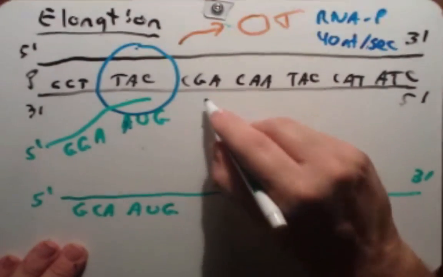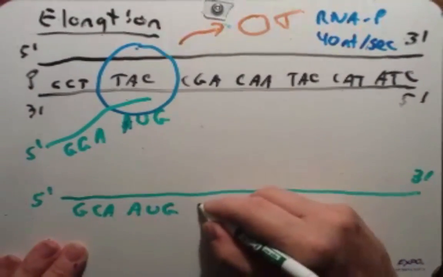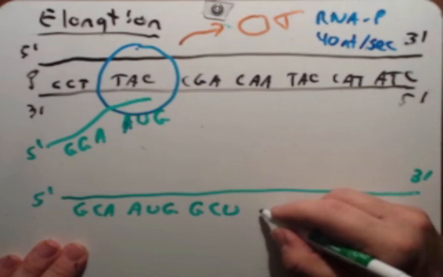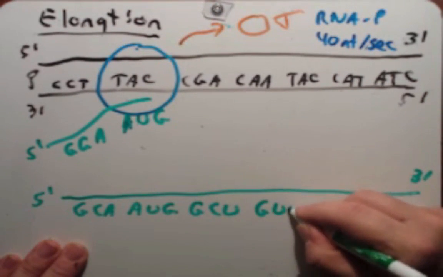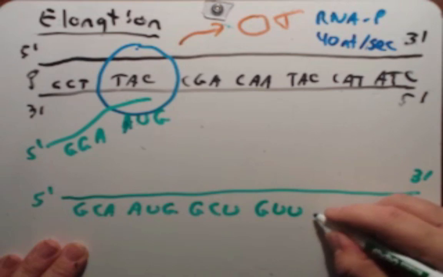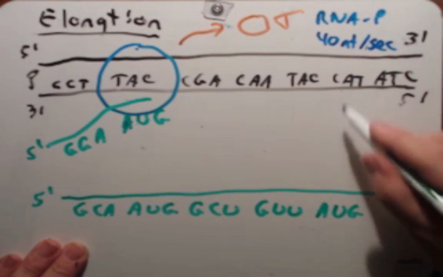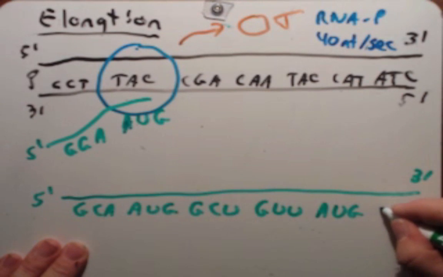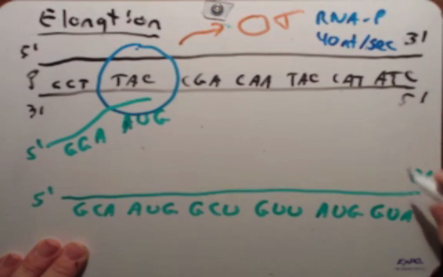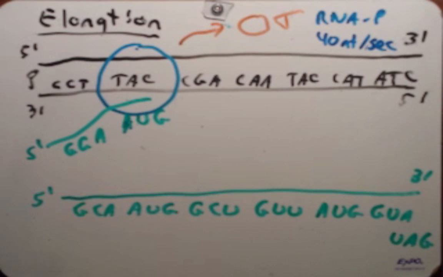AUG, and then here, GCU, GUU, here we have AUG, and then we have a GUA, and this last one is going to be UAG. I don't have room here, so I'm just going to write it down here, UAG. We'll come back to this later when we talk about translation.